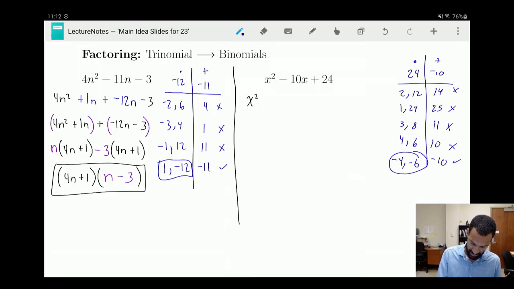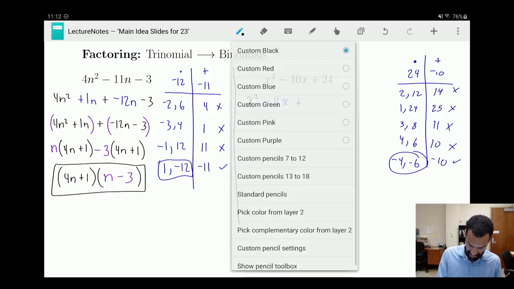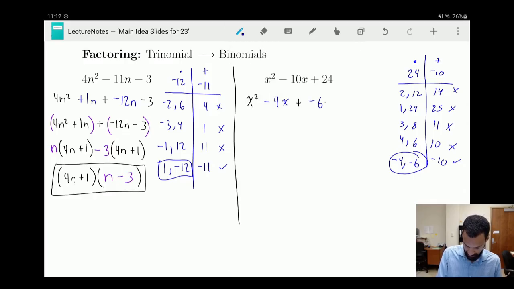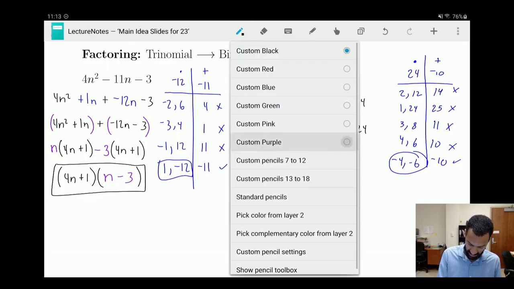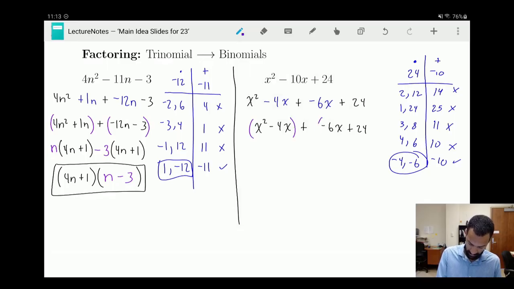We're going to say x squared, -4x, plus -6x plus 24. Okay, we have split it into 4 terms. Once it's into 4 terms, we'll group together the first 2 terms and the last 2 terms. Just rewriting it so I can set that up. X squared minus 4x plus -6x plus 24.